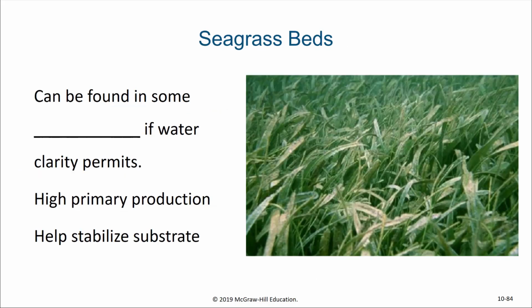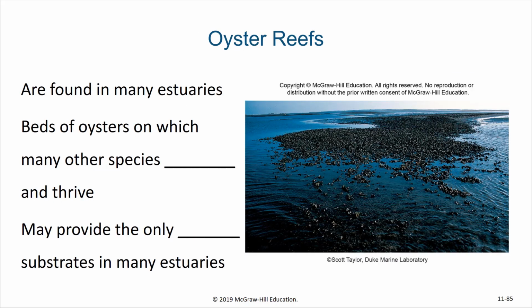Seagrass beds can be found in some estuaries, especially if water clarity permits. These can also be sites of high primary production and can help stabilize the substrates in these estuaries, leading to increased biodiversity. Oyster reefs are a feature in some estuaries as well. These are beds of oysters on which many other species grow and thrive.